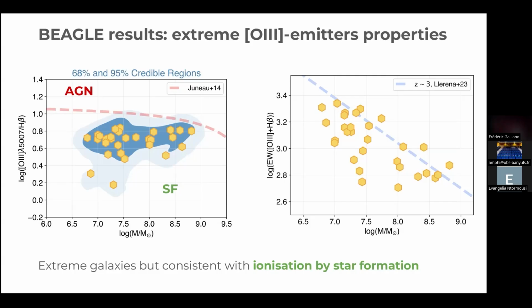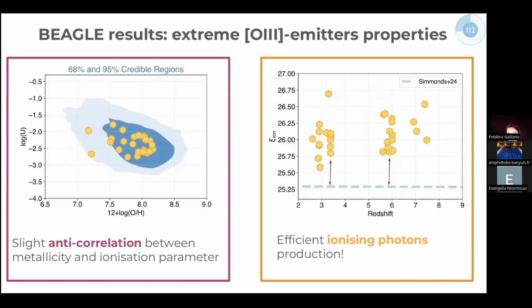As you can see, our data, the yellow hexagons in these plots, lie all below the demarcation line between AGN and star-forming galaxies. In addition, their equivalent widths are consistent with the trend observed in other extreme star-forming galaxies at high redshift. So we are considering starburst galaxies with extreme conditions, and such conditions are reflected in highly ionized systems.